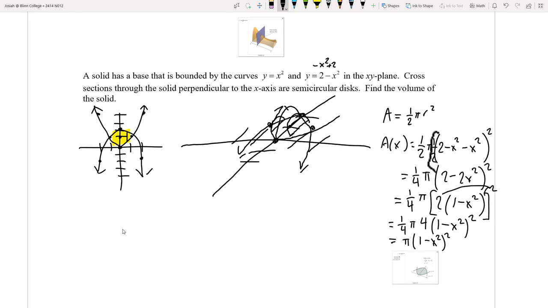And so our integral, if we're looking for the volume, is going to be the integral from, and we have to look at what x values our base starts and stops at. Here it's going to be the intersection, right? -1 to 1. And on the inside, we are integrating our area. So pi (1 minus x squared) squared dx. I'll go ahead and pull the pi out.